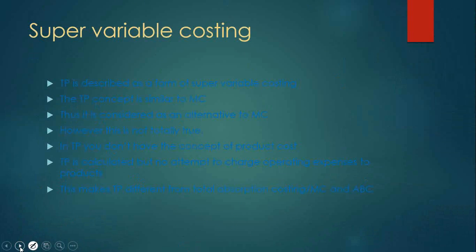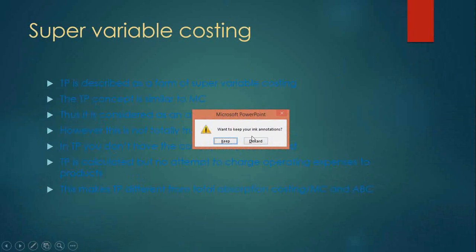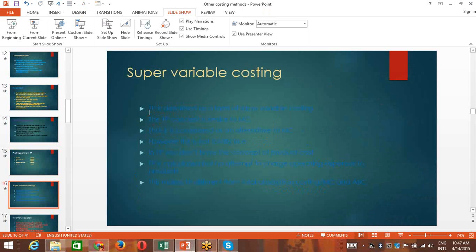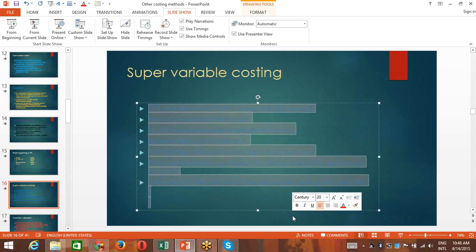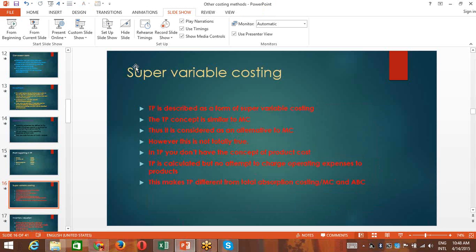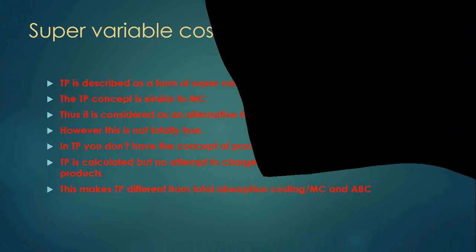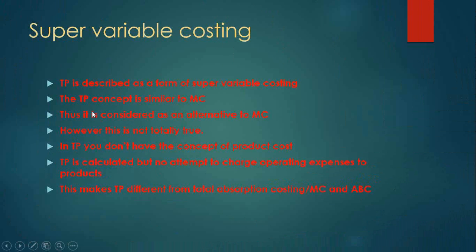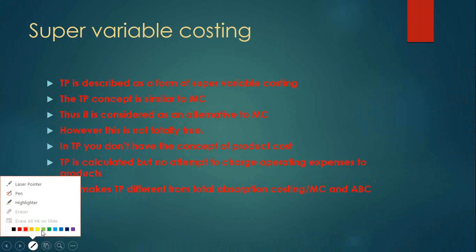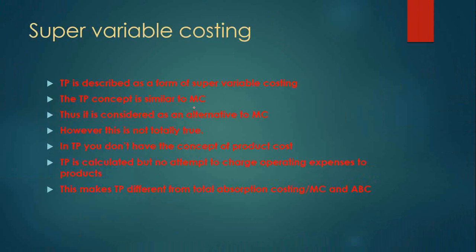So there is something called super variable costing. So let's look at what super variable costing is. TP is described as a form of super variable costing. It is considered similar to MC, and thus it is considered an alternative to MC. So marginal costing and throughput accounting go together, but that is not really true.